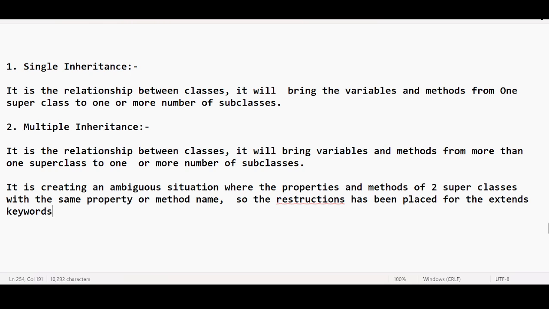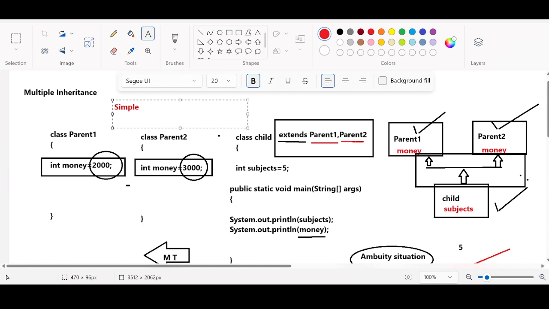Why is multiple inheritance not possible? Because of the ambiguous situation. How to avoid this ambiguous situation? Place a restriction on the extends keyword so that you can extend to only one superclass at maximum. What is multiple inheritance? It is a relationship between classes. It brings variables and methods from superclasses to one or more subclasses. This is why multiple inheritance is not there in Java.